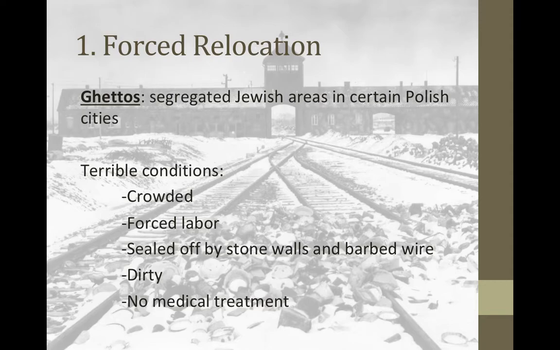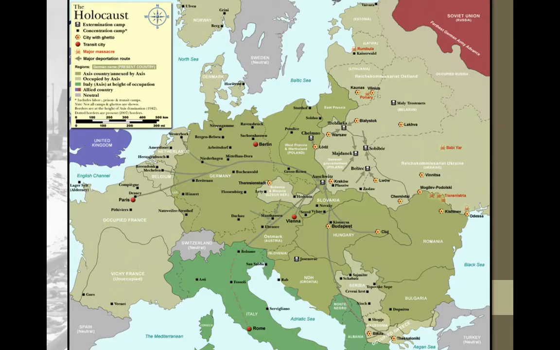They were terribly, terribly crowded. There was forced labor within the ghettos. They were sealed off by stone walls and also barbed wire. You're going to see some pictures in a minute. They were very, very dirty. There was hardly any food, and also there was no medical treatment. So essentially, they're treating them horribly, and a lot of this is going to end up in the death of a lot of people as well, because of the conditions of the ghettos.